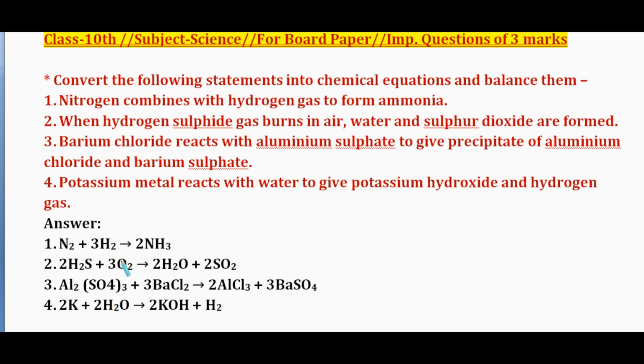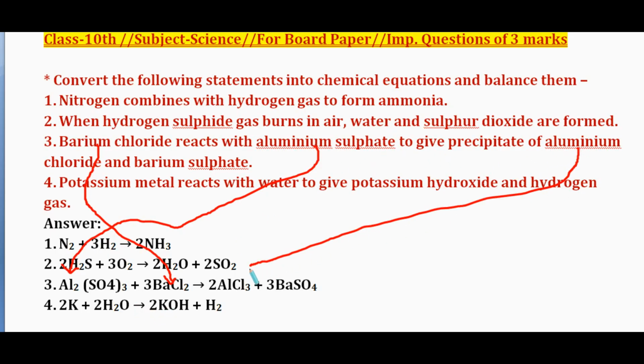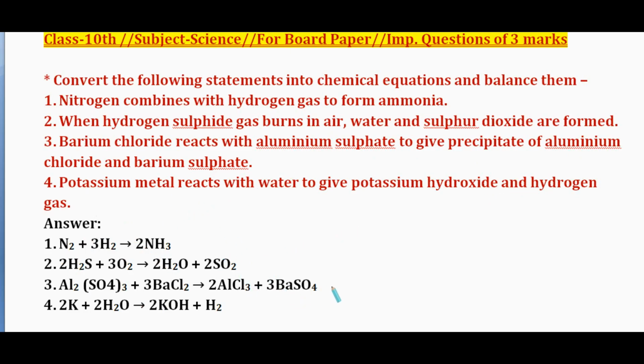Then balance the equation. Next is barium chloride reacts with aluminum sulfate to give precipitate of aluminum chloride and barium sulfate. Now barium chloride is BaCl2. Next is aluminum sulfate, this is Al2(SO4)3. It forms aluminum chloride, that is AlCl3, and barium sulfate, that is BaSO4. Then balance the equation, equating the number of elements on both sides.